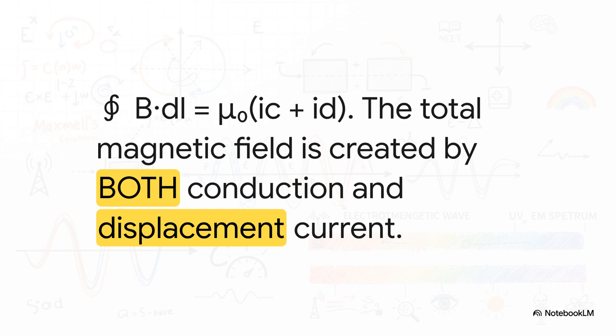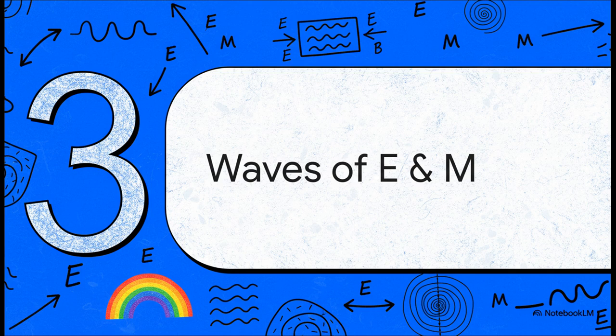So in the wire outside the capacitor, you've just got IC. But in the gap between the plates, you've just got ID. And the beautiful part is, the law now gives the exact same correct answer for the magnetic field, no matter which surface you pick. Paradox solved. So with this one simple fix, Maxwell's 4 big equations of electromagnetism were finally complete. And when he put them all together, they predicted something absolutely incredible. Waves of electric and magnetic fields that could just sustain themselves and travel right through the vacuum of empty space.